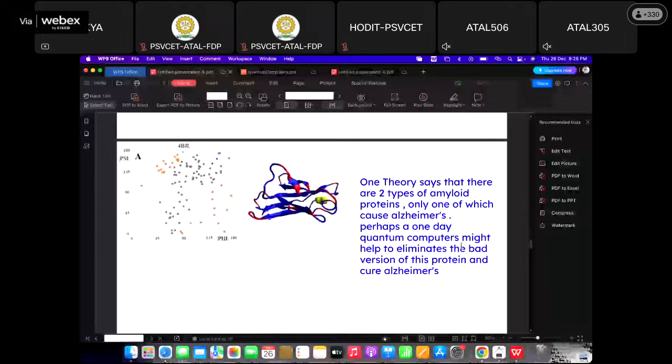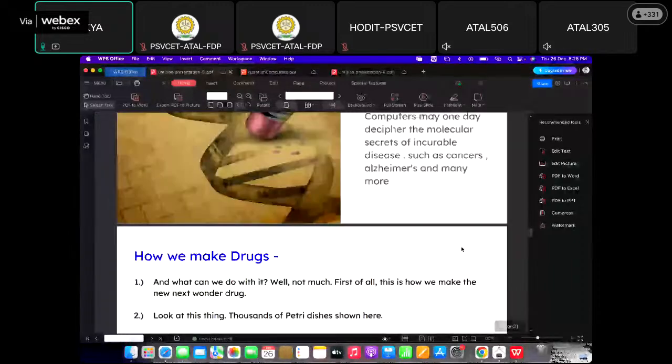Okay, this is all about cancer. All the diseases are on the molecular level. Quantum computers may one day decipher the molecular secrets of the incurable. Then we have another one, like Alzheimer's, right?